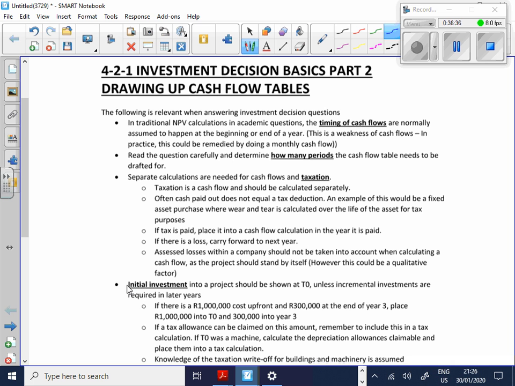Next. Assessed losses within the company should not be taken into account when calculating a cash flow, as the project should stand by itself.